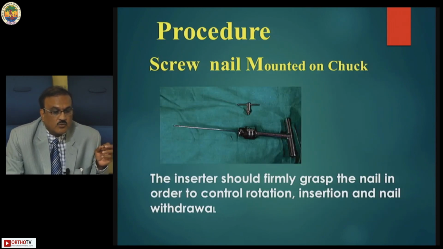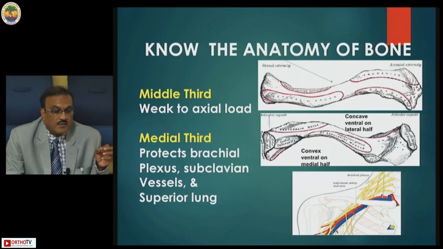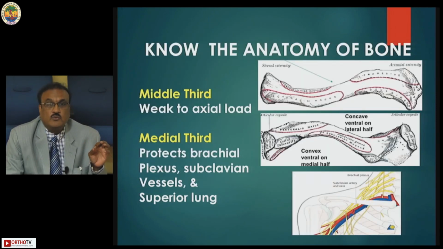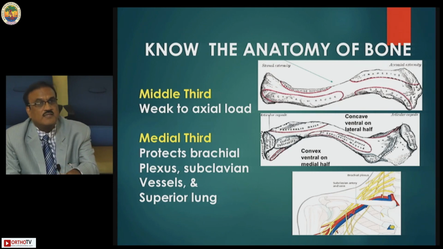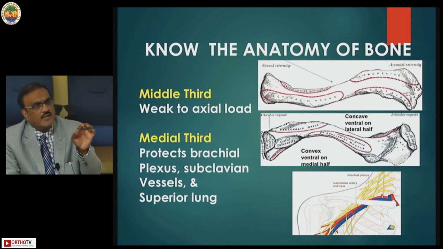The procedure: the screw nail is mounted on a chuck. The inserter should firmly grasp the nail in order to control rotation, insertion and nail withdrawal. Now know the anatomy before you do the nailing, because the medial end is soft bone, so the nail should be inserted from the soft bone. Moreover, we have to look for the subclavian vein as well as the brachial plexus, so that the entry point should be exact, otherwise if you go here and there, you may damage the vein and the nerve. Therefore, with a medial entry point, closed nailing is more difficult, and we must know the anatomy of the medial end of the clavicle.